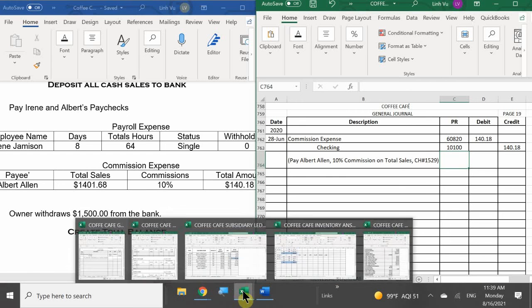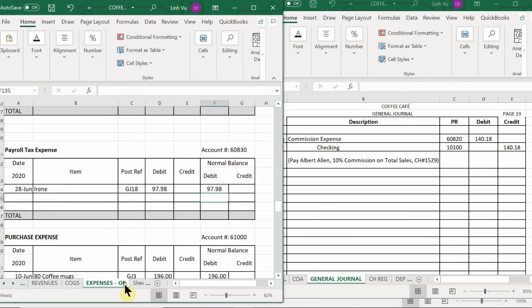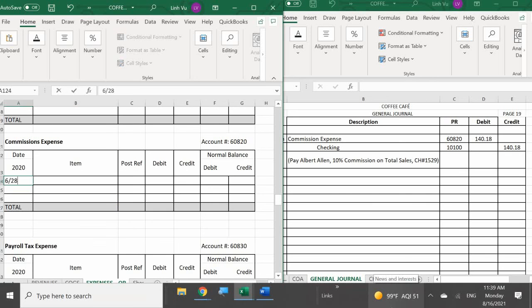So the last thing that we have left to do is to post it to our ledgers. So once again, because we're paying him today, it's going to be an incurred expense. So there we are, commissions expense, 628. You're going to write Albert Allen, 10% of sales. General Journal 19, since we started a new one, for 140.18.